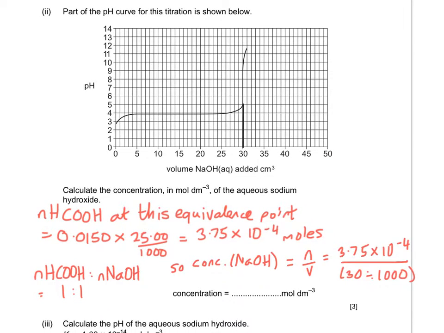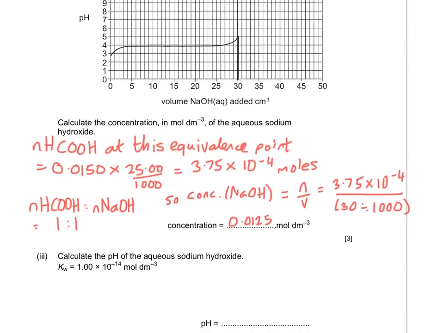So we can apply n over v, knowing that the moles of sodium hydroxide is the same as the moles of methanoic acid. Don't forget that 30 is in centimetres cubed, so we have to divide it by 1000 to turn it into decimetres cubed, and that gives us 0.0125 as our concentration of sodium hydroxide.